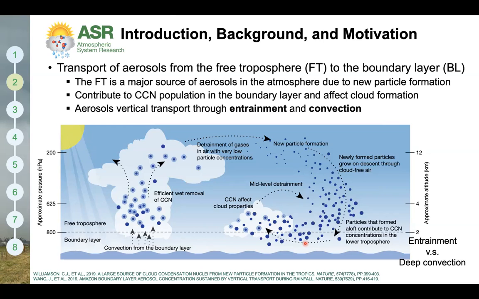A recent study by Jian Wang showed that over the Amazon forest, deep convection may serve as an important source of aerosols, transporting these very small particles from the free troposphere to the boundary layer during a very short period of time. So we would like to figure out the relative importance of entrainment and deep convection as a source of aerosols into the boundary layer.